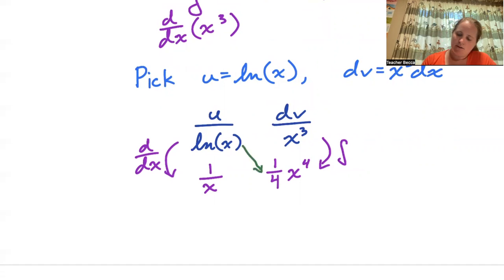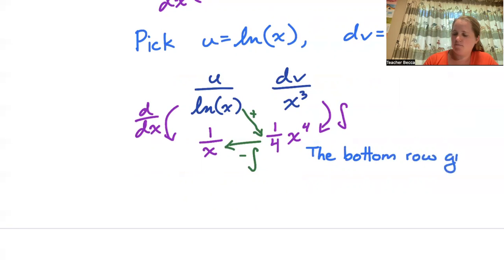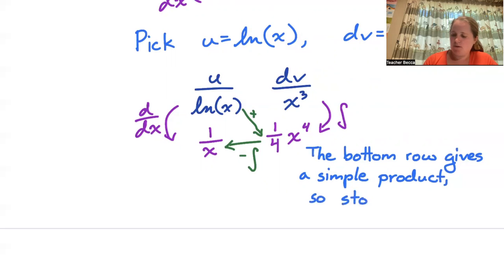We'll do our plus the product of the diagonal minus the integral of that product of the bottom row. So the reason we're stopping here is the bottom row gives a simple product. So we stop here.